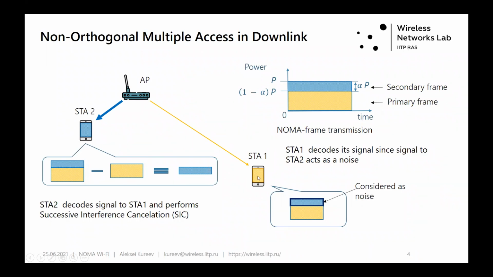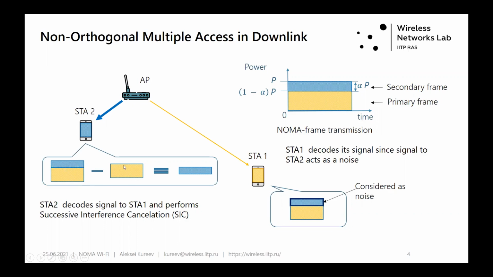For example, consider a case of downlink transmission. In this case, we have an access point and two devices, STA1 and STA2, and STA1 has worse channel conditions than STA2. And we allocate more energy, more power, to STA1's transmission. And for STA1, the signal to STA2 acts as noise. It is too small for STA1, so STA1 cannot decode it at all.